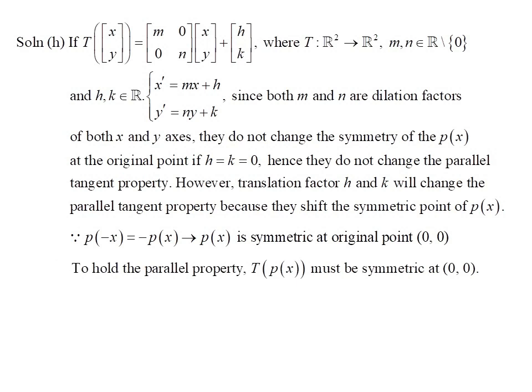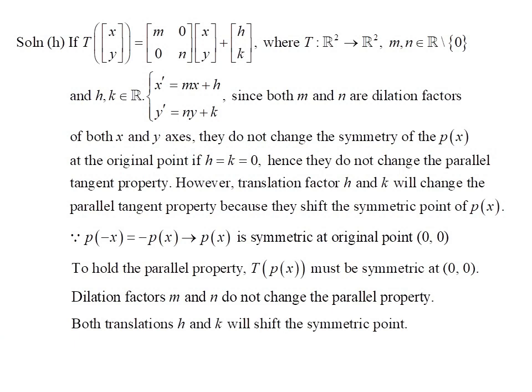Since p of x is an odd function, which is symmetric about the origin, the transformed function must inherit such a property. The dilation factors do not affect the symmetric property of a function, while both horizontal and vertical translations will affect the symmetric property by shifting its symmetric point. Hence, in order to maintain the parallel property, both horizontal and vertical translations must be 0. So h equals k equals 0. In the meantime, there is no restriction on both dilation factors m and n.